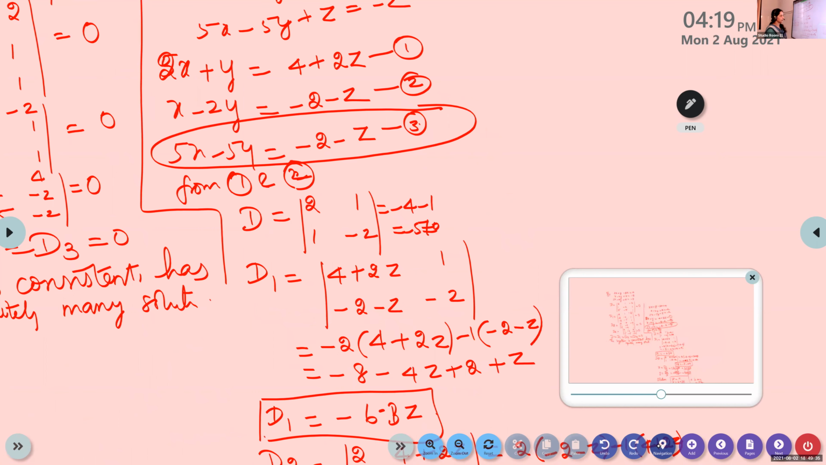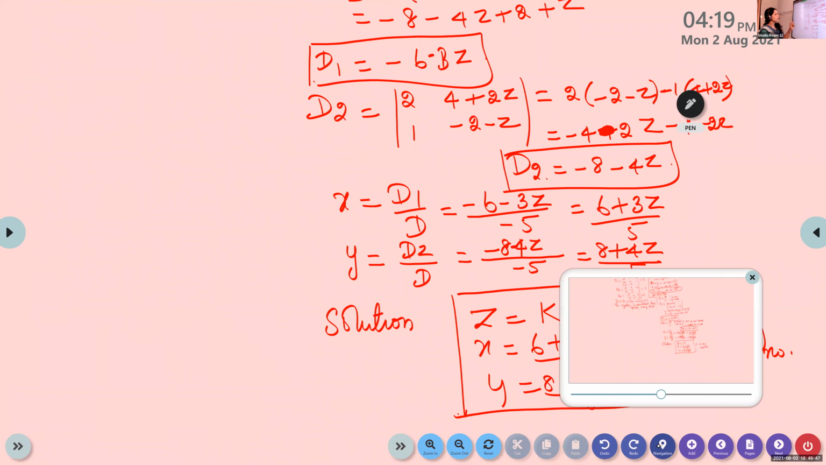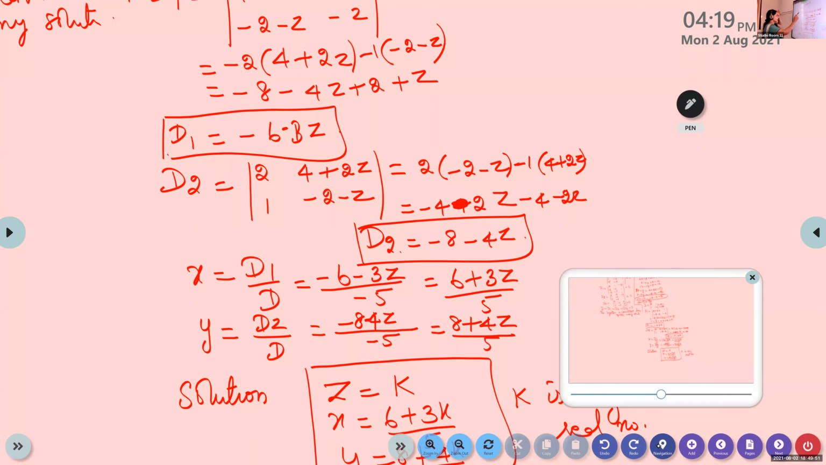Similarly, find out D1. Instead of the coefficients of x, we write the constants. Here the constants are in terms of z. And when we expand it, D1 is minus 6 minus 3z. Then find out D2, the same way. D2 is, instead of y coefficients, we write the constant. So we get D2 is minus 8 minus 4z.